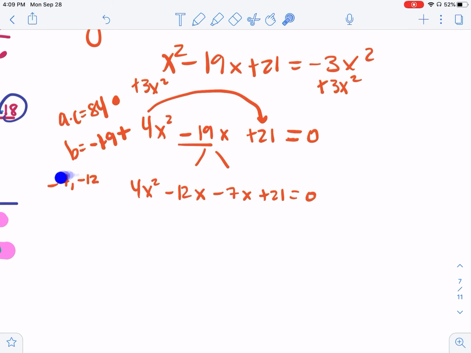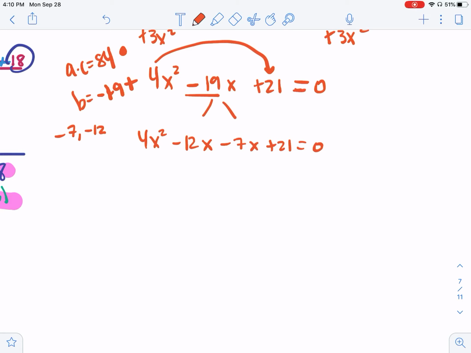I get this question a lot. It doesn't matter which order I put these in. No, it does not. I like to put them in a way that I know I'm pulling out greatest common factors. So I know 4 and 12 and then 7 and 21 had a common factor. So I put them in that order. You don't have to. If I put them the other way, my next two factoring steps would look different, but my final factored form would be the same.